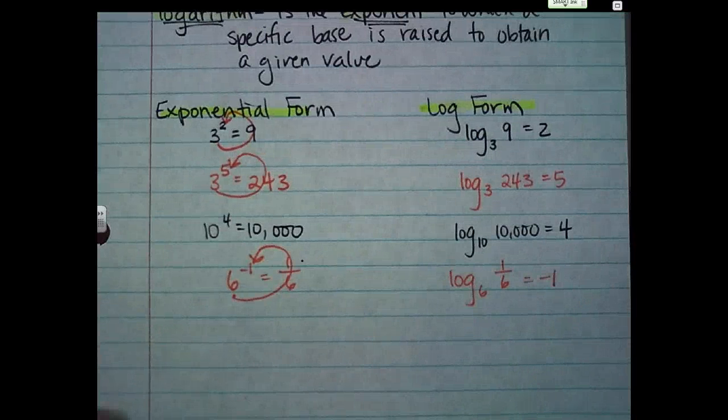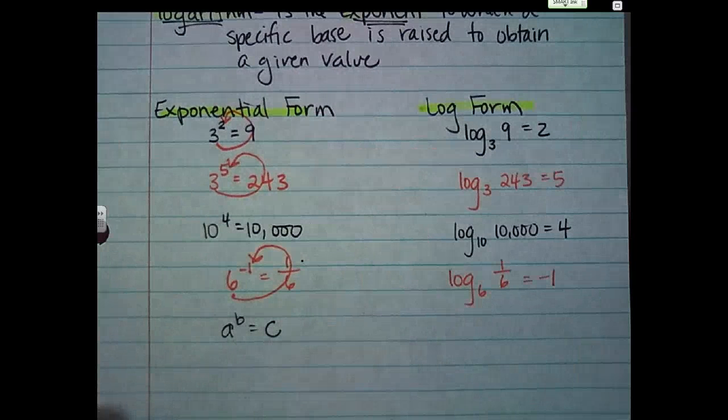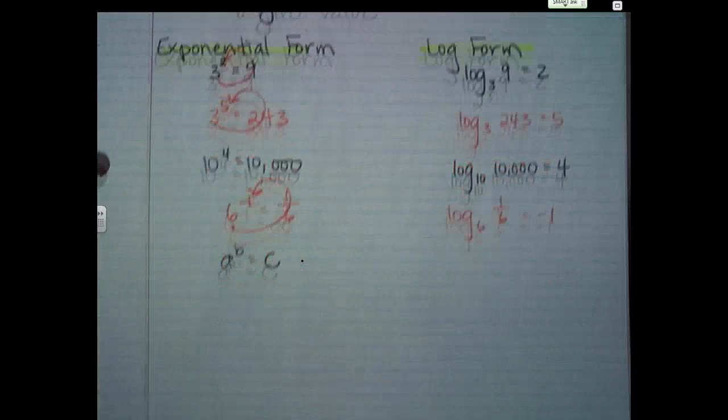Okay, now here's one with variables. A to the b power equals c. You can try writing it in log form.